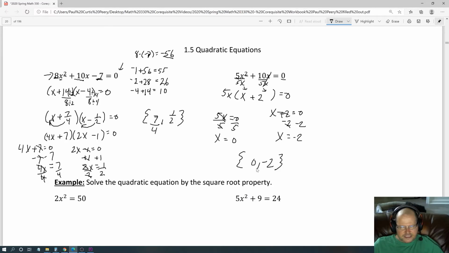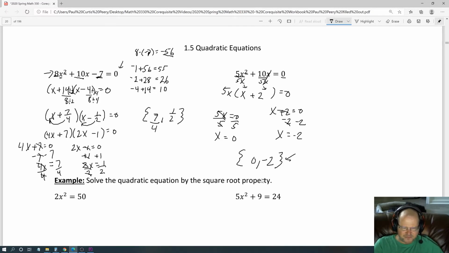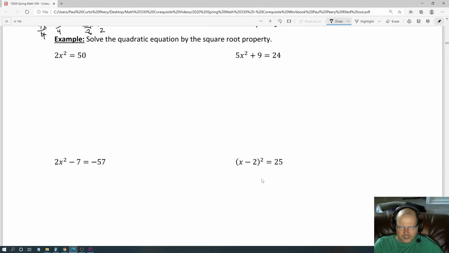Now again, I could have written this as -2 then 0 and had it in ascending order, but because it's set notation, it does not matter. When in doubt, though, just write it in ascending order. Put the smaller one on the left, larger one on the right. In this case, it does not matter because of the set notation. Later on, when we deal with interval notation, order does matter, and I'll point that out when we get there.